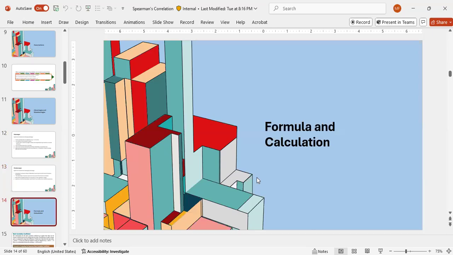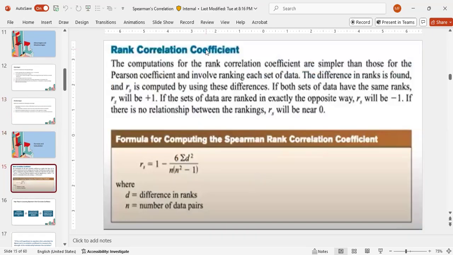Moving forward to the formulas and calculations. The rank correlation coefficient. The computation for the rank correlation coefficient is simpler than those for Pearson's coefficient and involves ranking each set of data. The difference in ranks is found and RS, or Spearman rank correlation coefficient, is computed using these differences. If both sets of data have the same ranks, Spearman rank correlation coefficient will be +1. If the sets of data are ranked in exactly the opposite way, Spearman rank correlation coefficient, that is RS, will be -1. If there is no relationship between the rankings, Spearman rank correlation coefficient will be near 0.